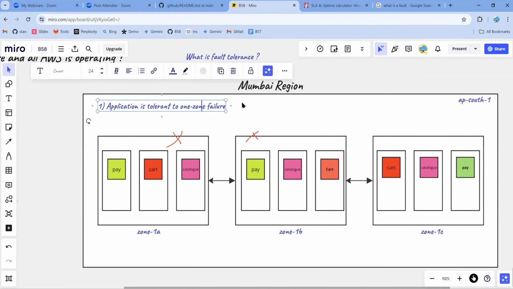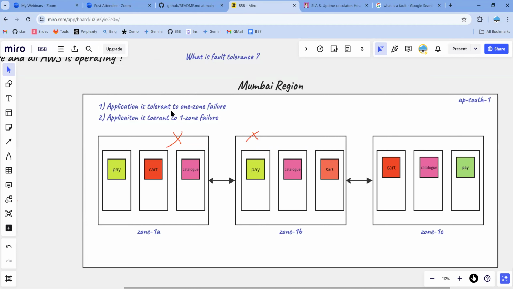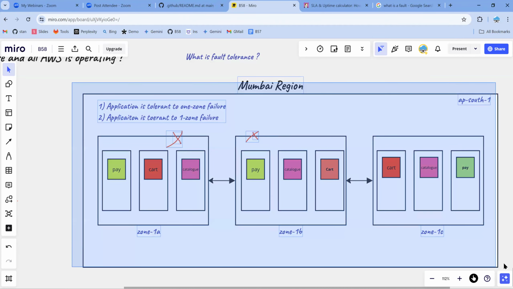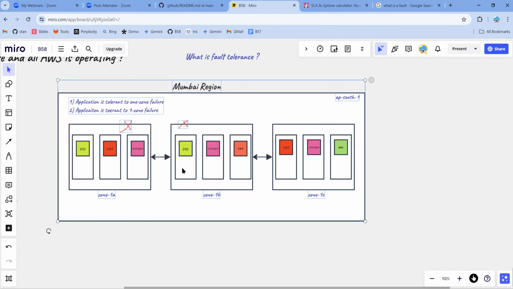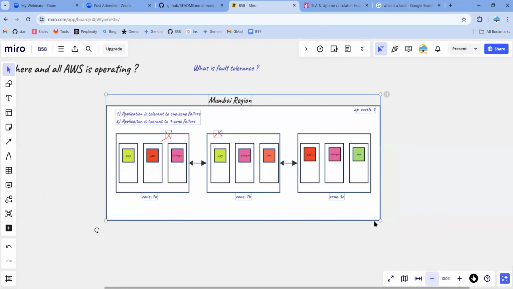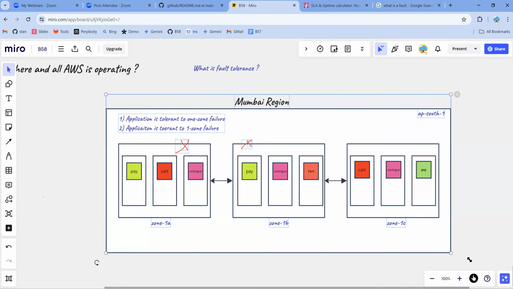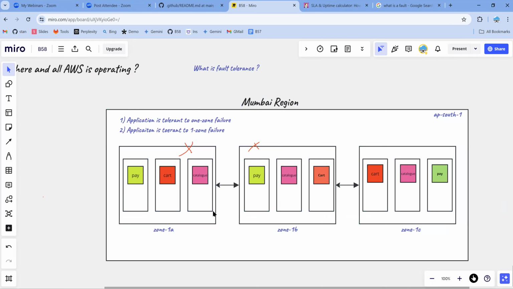So which one is costly? First one or second one? The second one is tolerant to 2 zone failure. Now I'll ask one more question. What will happen if the entire region fails? Then you need to create one more set of infrastructure in Hyderabad. The same set of infrastructure, and that infrastructure is tolerant to regional failure. Again, you need to run 6 instances of cart, 6 instances of catalog, 6 instances of pay. So the more availability you expect, the cost for that would also increase.